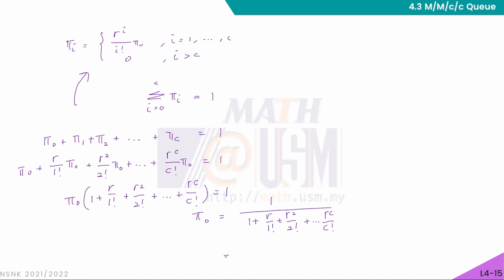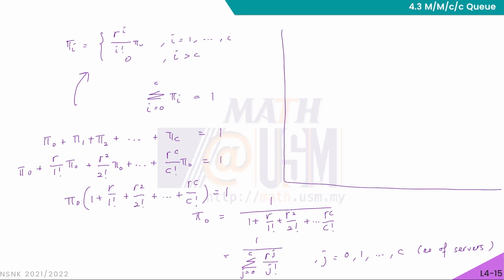Okay, so this is basically equals to 1 over the summation of j equals to 0 until C of R to the power of j over j factorial, where your j is equals to 0, 1 up until C. Basically, this also can be represented by the number of servers. So you have to sum up everything to get the value of your pi naught. So from here we get our steady state distribution.